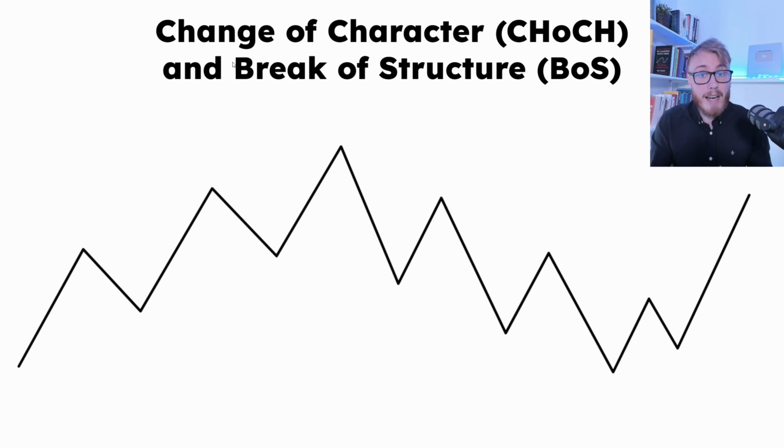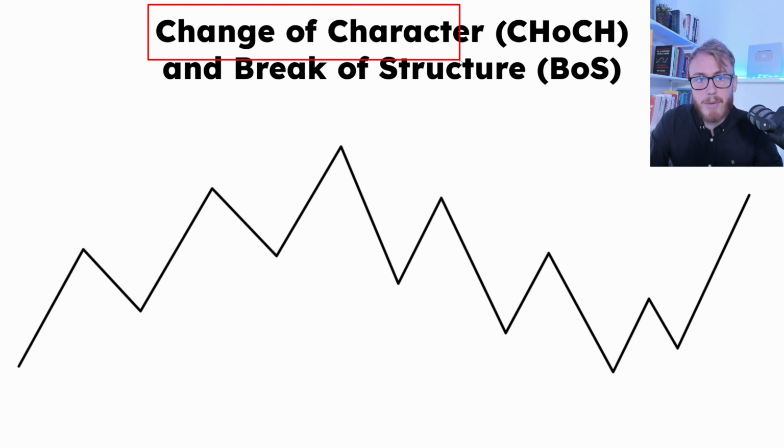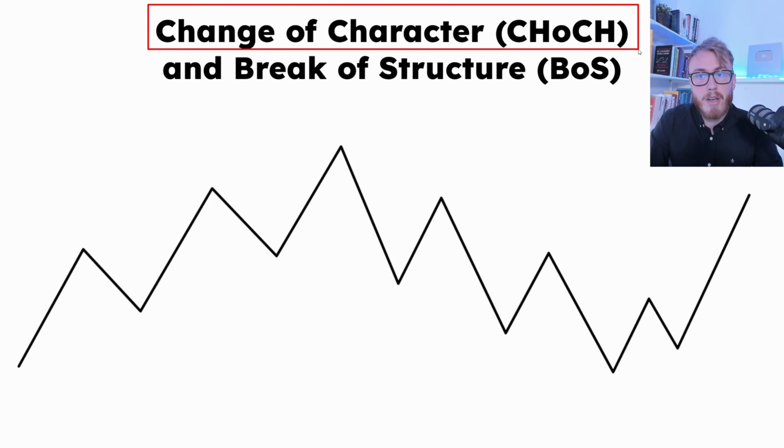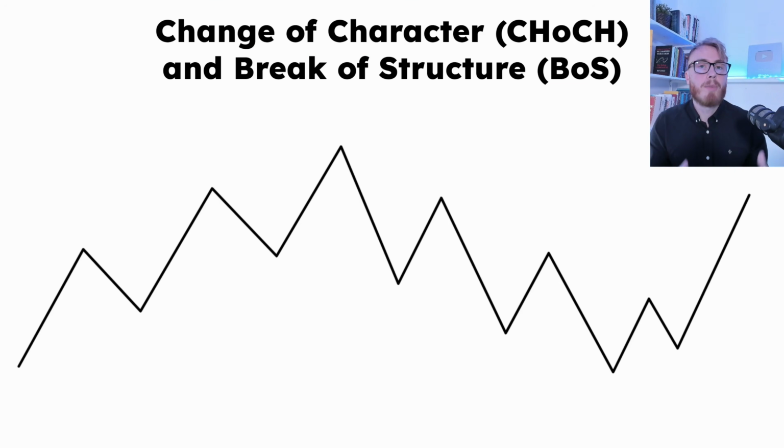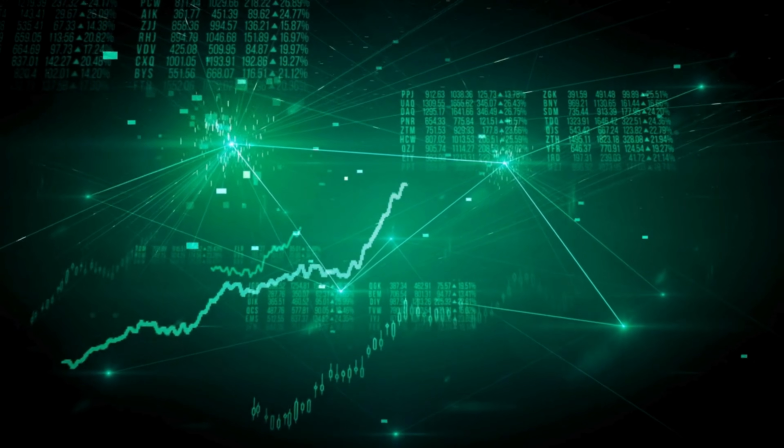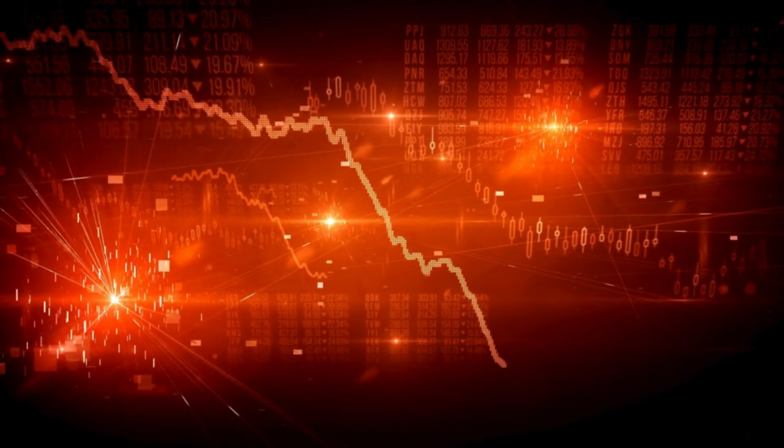It's finally time to take a look at two very important concepts, and I'm talking about change of character, or for short, CHOCH, and break of structure, or for short, BOS. So first of all, a break of structure occurs when we break to a new high in an uptrend or break to a new low in a downtrend.